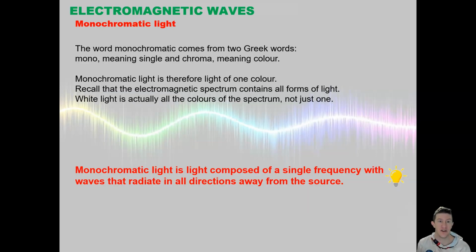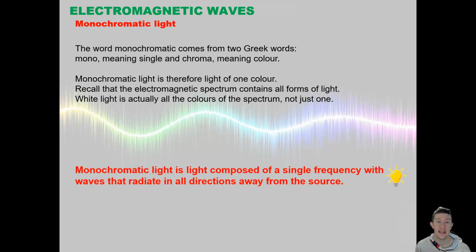Monochromatic light. The word monochromatic comes from two Greek words: mono, which means single, and chroma, which means color. So literally, its translation means single color. Monochromatic light is just that. It's light of a single color. More specifically, we'll see later on, it is the light of a specific frequency because color is frequency. But that's going to be more important later on.